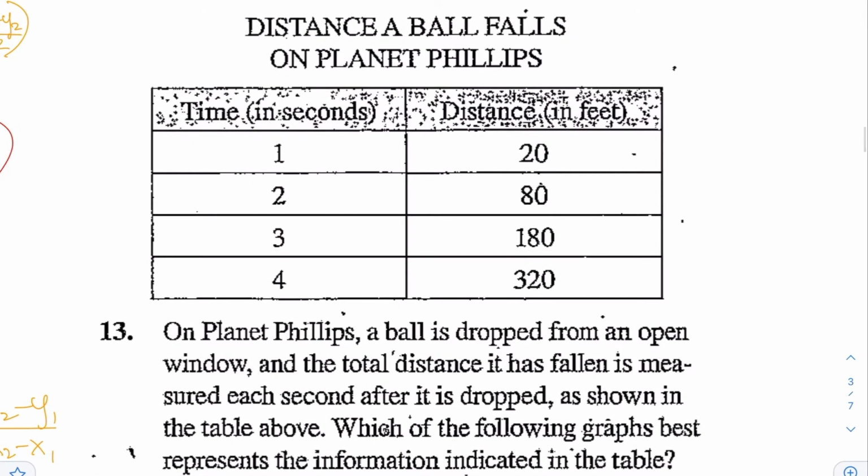All right, next for number 13, on Planet Phillips, the ball is dropped from an open window and the total distance it has fallen is measured each second after it is dropped. As shown in the table above, which of the following graphs best represents the information indicated in the table? So here, just want to look for the pattern. So the pattern here, you add 60, then you add 100, then you add 140.